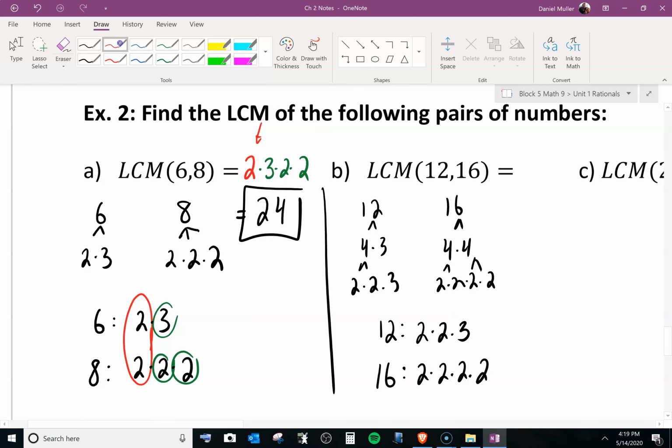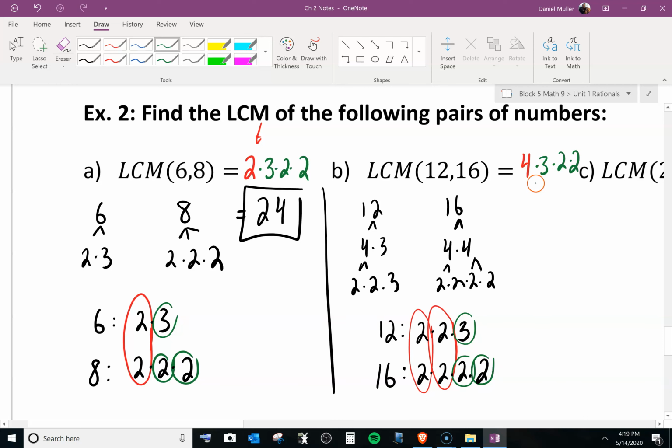So 4 of them. First thing I like to do is do your GCF. So there's a pair of 2's and a pair of 2's, so my GCF is 4. And then we can multiply it by all the leftovers. So times it by the 3, 2, and 2.